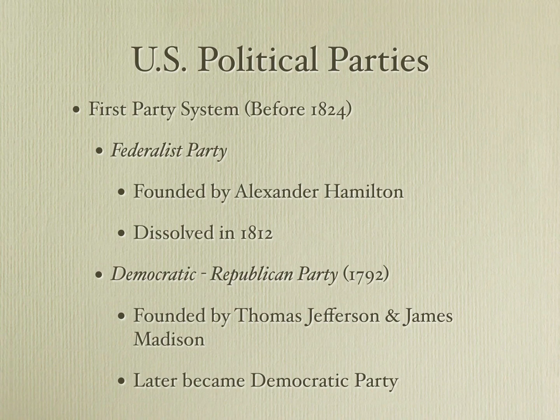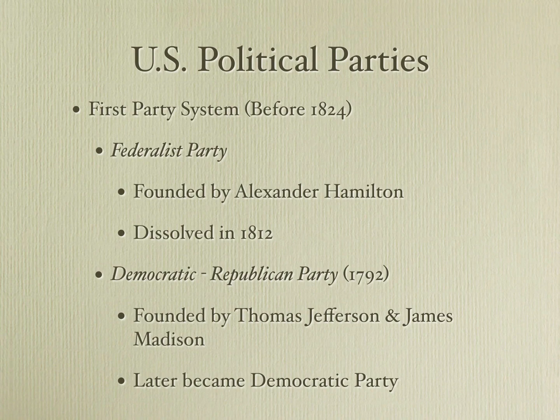The second party to emerge in the United States was called the Democratic Republican Party, founded by Thomas Jefferson and James Madison. This party was formed to oppose the Federalist Party because they thought that the Federalist Party was usurping too much political power and leading the nation in the wrong direction.